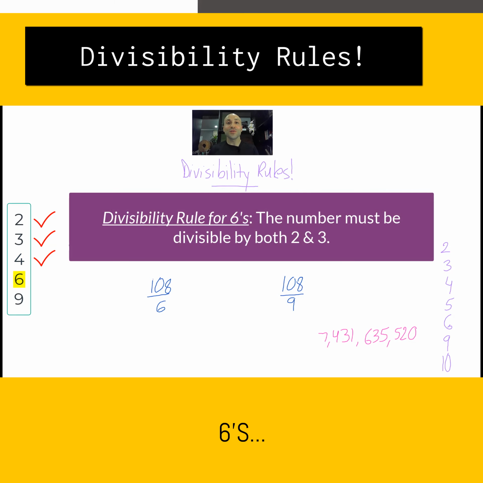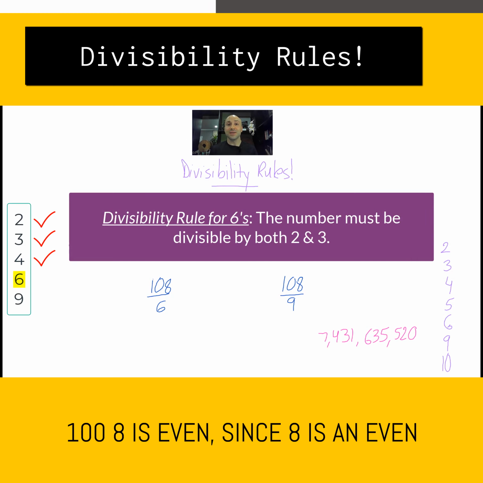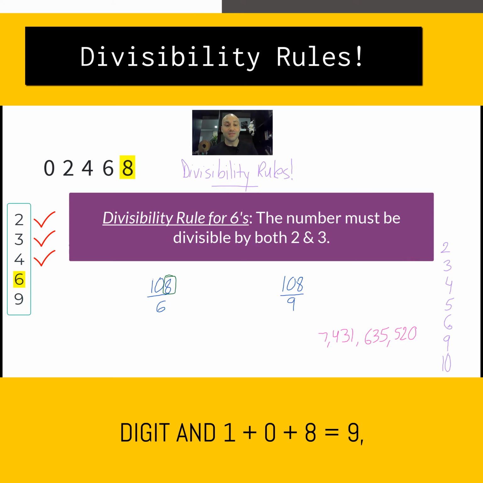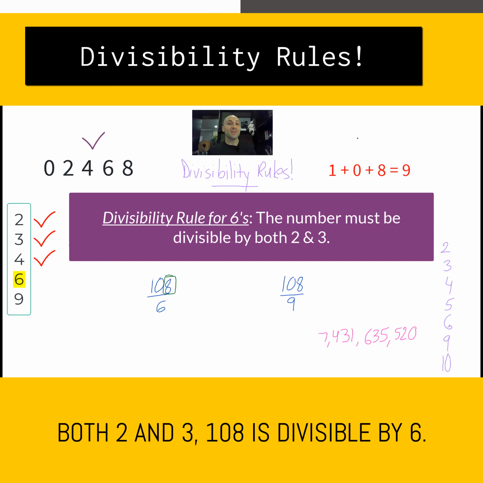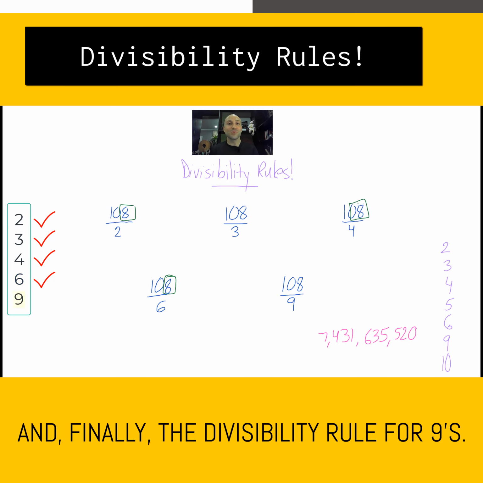6 is. In order for a number to be divisible by 6, it must be divisible by both 2 and 3. We've already established that 108 is even, since 8 is an even digit, and 1 plus 0 plus 8 is 9, which is divisible by 3, so since the number is divisible by both 2 and 3, 108 is divisible by 6. And finally, the divisibility rule for 9s.